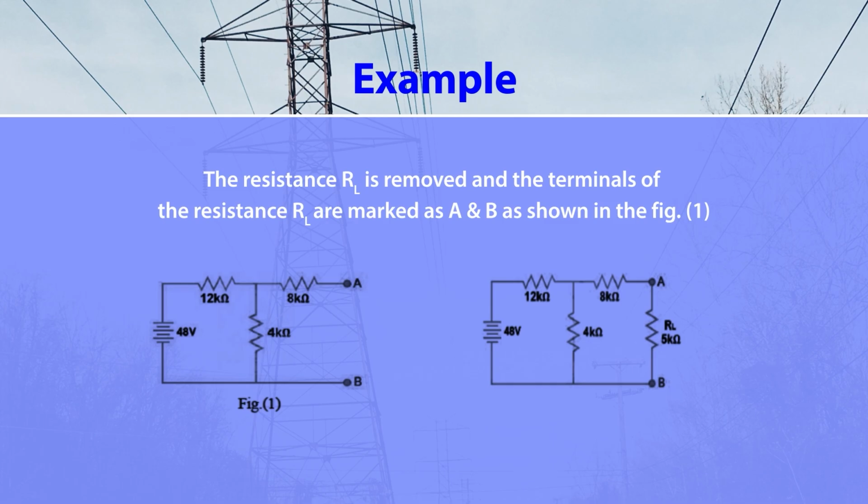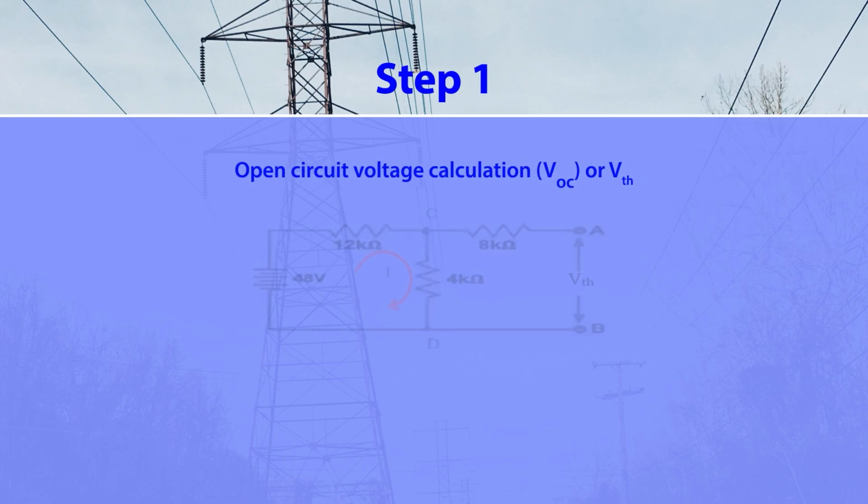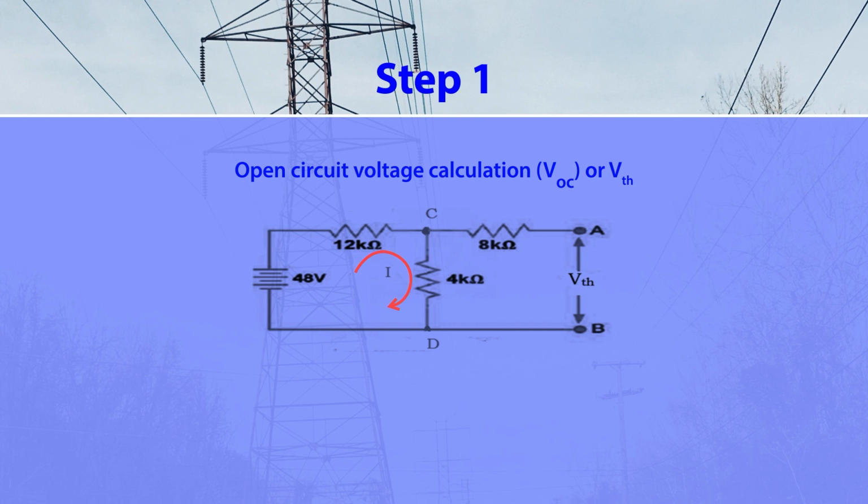So here you have to calculate the voltage across A and B. So what will be the voltage? Whatever the voltage across 4 kilo ohm, that will be the Thevenin voltage, because there is no current flowing through the 8 kilo ohm resistance. So step 1 is to find the open circuit voltage V_OC or V_TH. Thevenin voltage is the open circuit voltage across the two terminals A and B. Here there is no current flowing through the 8 kilo ohm resistance.